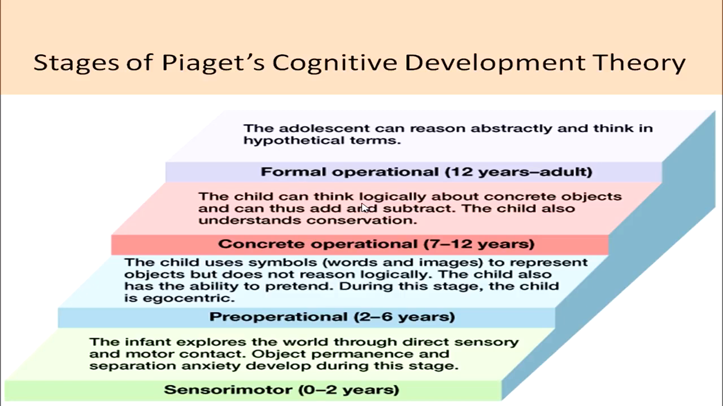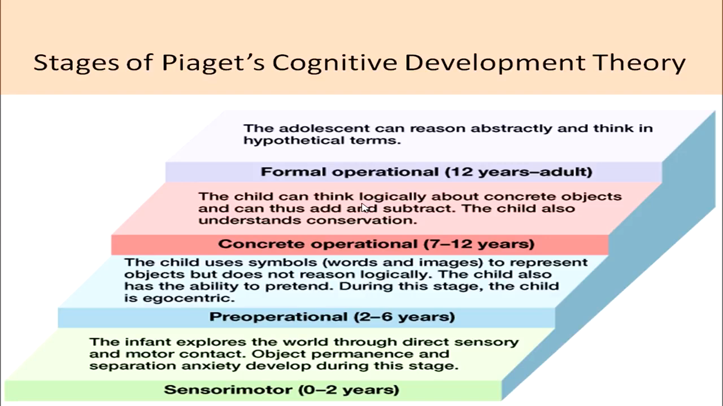The pre-operational stage: now the child uses symbols to represent objects but does not reason logically. The child also has the ability to pretend. During this stage, the child is also egocentric. Egocentrism means that the child is not able to view the perspective of the other person. So, the child only considers his or her own perspective about a particular thing.